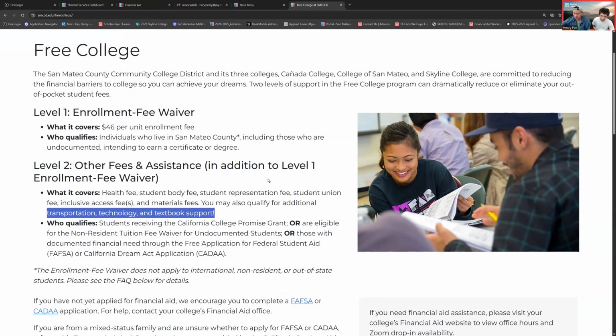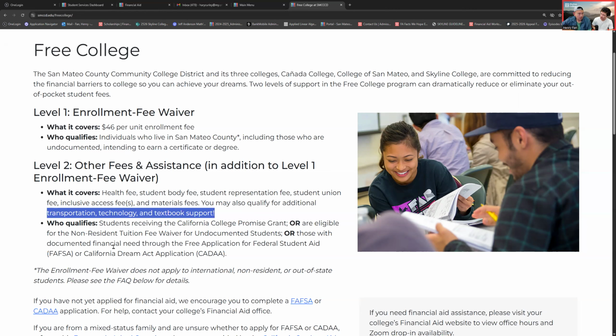I know the way that level two works is that before they give you the book at the bookstore, they'll send you an email, which you can find in your student email, saying you are eligible for the level two fees. And it says you are awarded, I think, a $500 technology support and a $150 textbook support. Which is honestly really good.